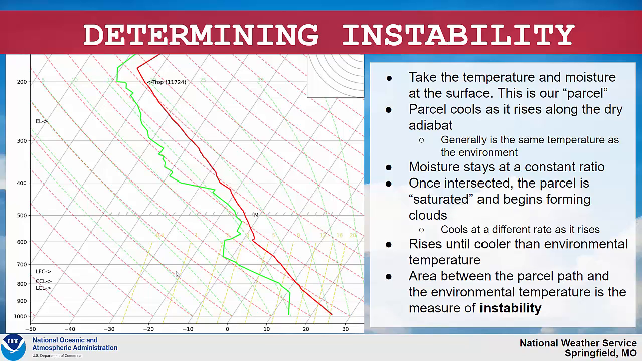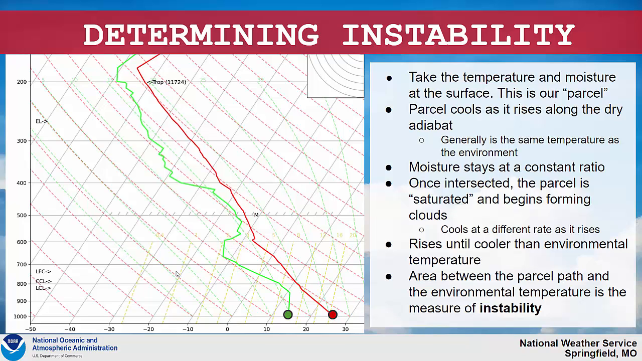Here's a Skew-T with temperature and moisture plotted from a weather balloon launch. The red line is temperature and the green line is moisture, or dew point. So first, we take the temperature and moisture at the surface. This is usually the warmest point of the atmosphere and therefore the greatest potential to rise. This parcel of air is warmer than the surrounding air, so it rises.